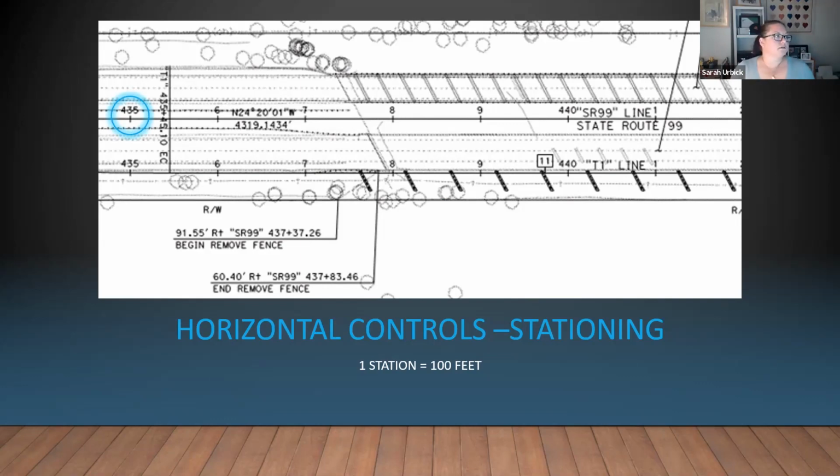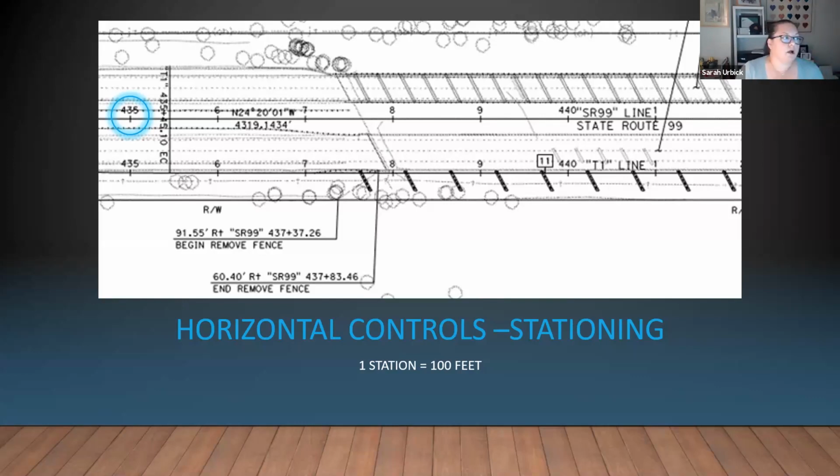We are looking at the number 435. What that is telling us, stationing is usually read with a plus sign associated with it. So 435 plus 00 is actually the station at that hash mark, okay? The plus 00 tends to throw people, that tends to get a little bit confusing sometimes.